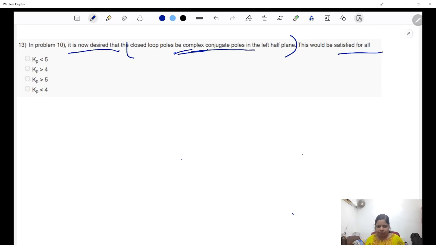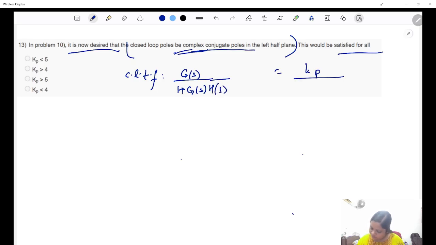Okay. Now, it is asking for the same question. So what we are basically going to do, we just have to check the condition for making it underdamped, and from there that would serve as a condition to find out the bounds on Kp. So let's check it out. The closed loop transfer function, what we had in the last question for G(s) upon 1 plus G(s)H(s), was Kp upon s square plus 2s plus Kp minus 4, right?